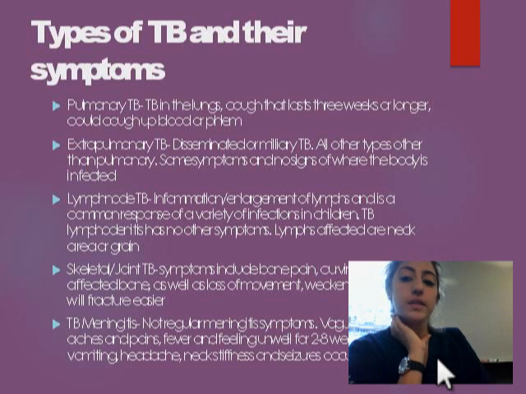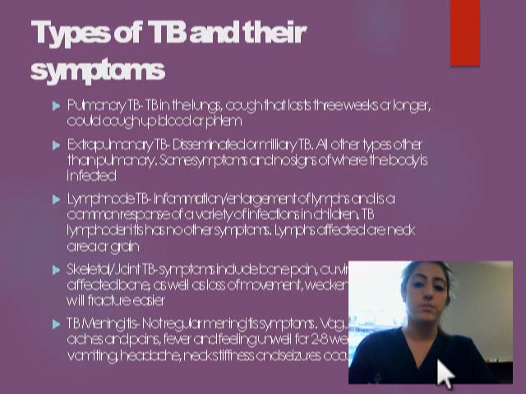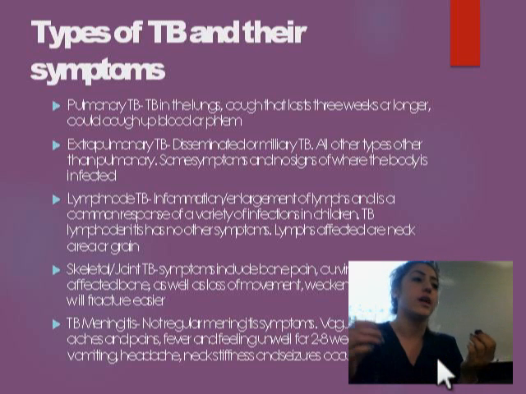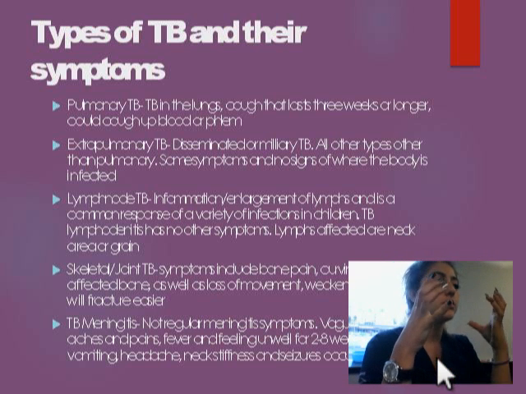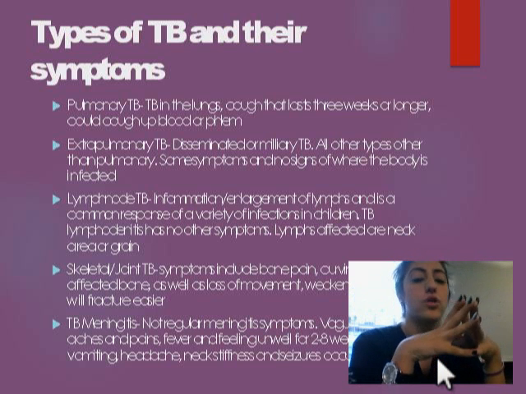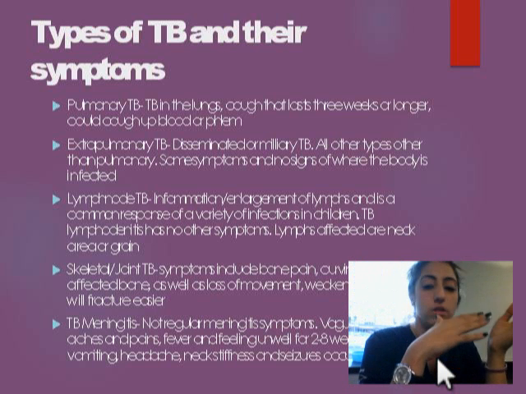There are different types of TB, and these are the types and the symptoms that accompany them. There's pulmonary TB, which is TB in the lungs, and that's the most common form of TB. It's accompanied with a cough that lasts 3 weeks or longer, and you can cough up blood or phlegm. Extrapulmonary TB just means that it's TB outside of the lungs, so this can include any TB in your body.